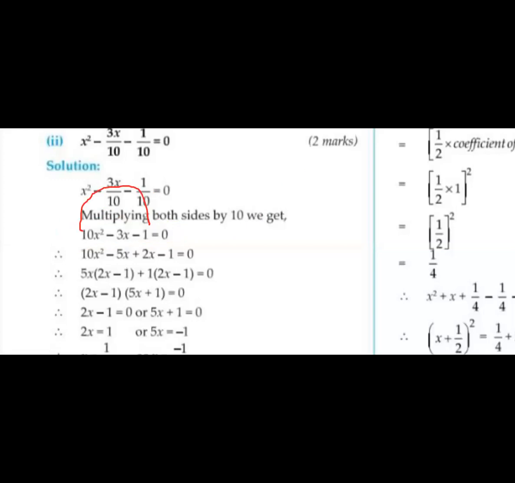Factorization method. 10 times 1 is 10, but there is a minus sign, so we'll put minus 10. And the middle term is minus 3. So we can take minus 5 and 2: 2 times 5 is 10 and 2 minus 5 equals minus 3. So 10x square minus 5x plus 2x minus 1. In these two terms 5x is common: 5 times 2 is 10, 5 times 1 is 5. Then 1 common, 2x minus 1. So 2x minus 1 is common here.